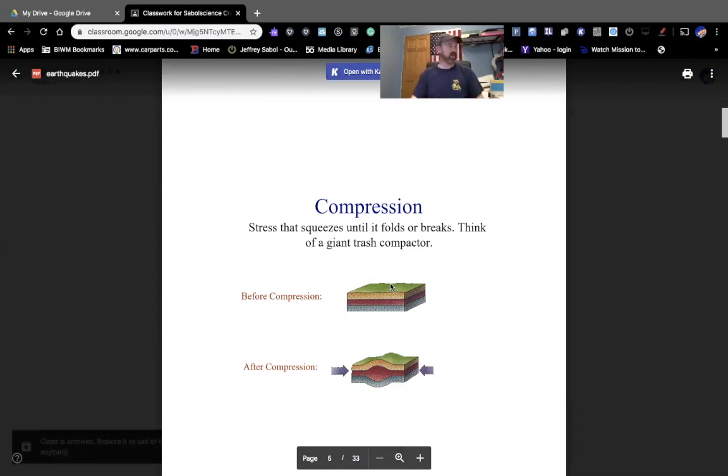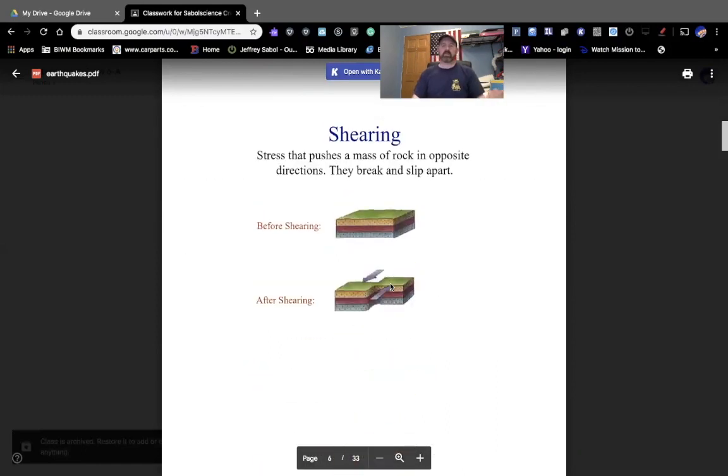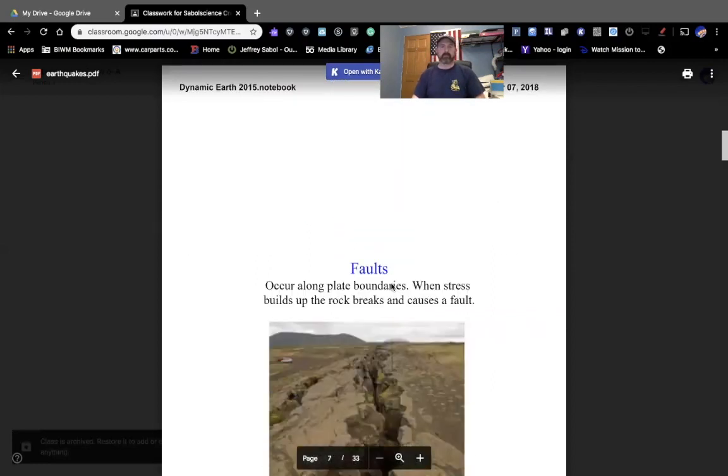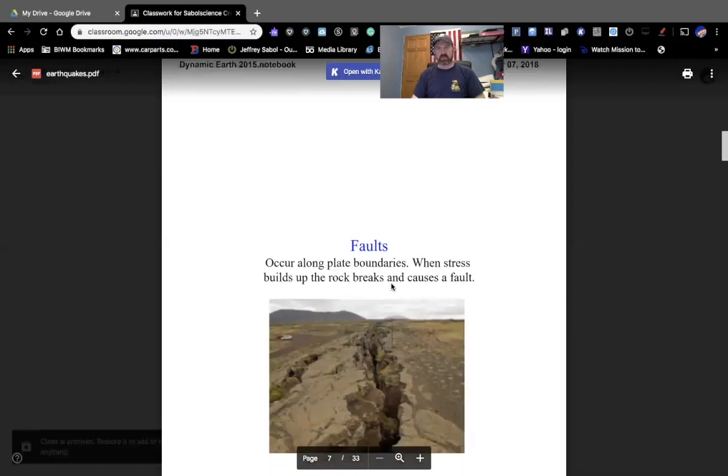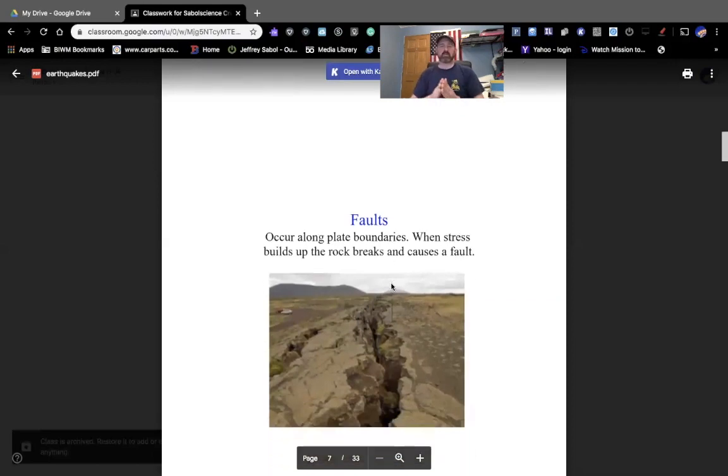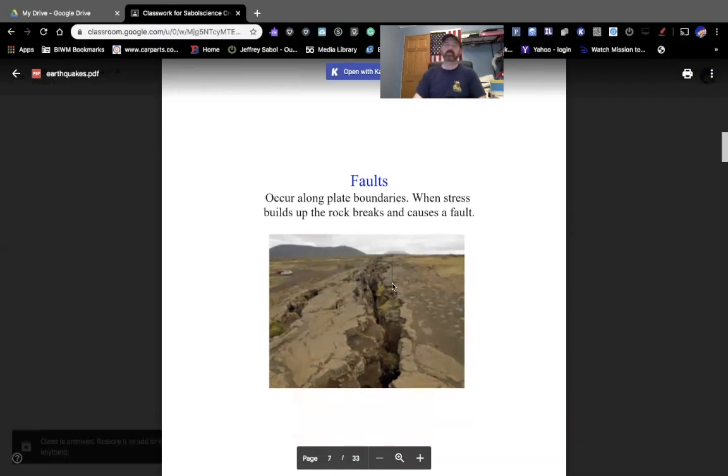If you have your graphic organizer handy, this is perfect. This will go right with that as well. So shearing, we talked about shearing. That was a side-to-side motion. And then if you did the fault activity, faults occur along the plate boundaries, and it's when stress builds up and the rock breaks and it causes a fault. Not my fault, it's your fault.